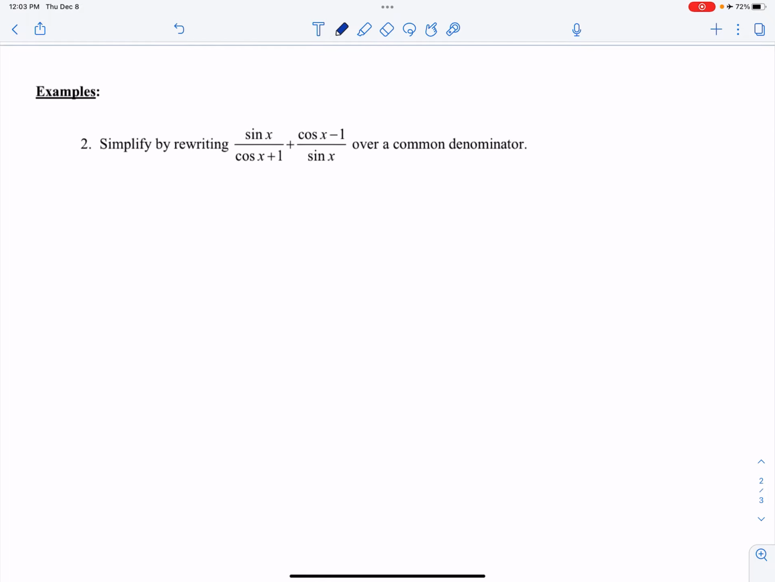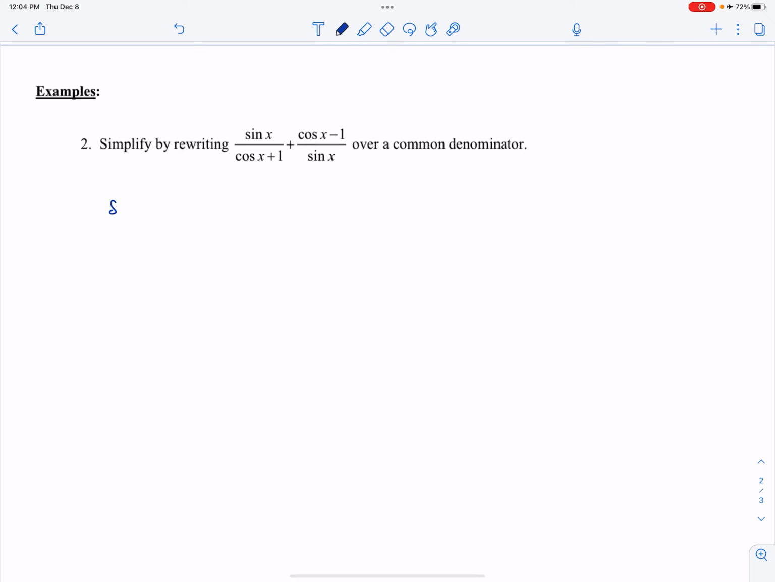Simplify by rewriting sine x over cosine x plus 1 plus cosine x minus 1 over sine x over a common denominator. Okay, so we're going to treat this the way that we have always worked with fractions, where if we want a common denominator, we multiply both items by the denominators that we have, because that's the simplest way, well, maybe not the simplest, but definitely the quickest way to get a common denominator. So I'm going to take sine and multiply it by the top and bottom of that fraction, and cosine x plus 1 and multiply it by the top and bottom of that fraction.